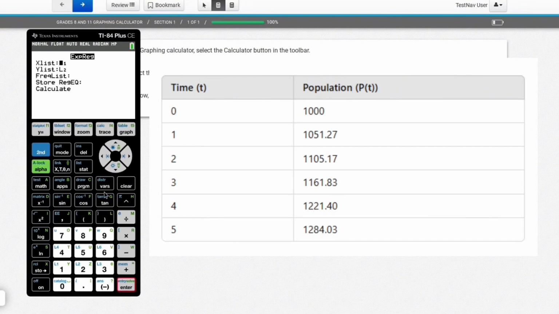But before I hit calculate, I'm going to go down to store reg EQ and save this equation for later use. So the way I do that is, I go down to store reg EQ, I hit vars, go to y vars, enter, enter, and now when I calculate this, it's going to store it under y equals, which will help me with part B and part C.